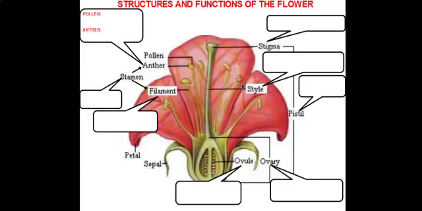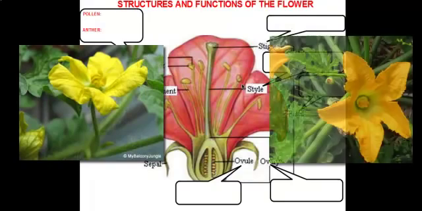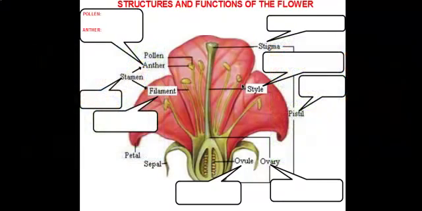Welcome to today's vodcast on the structures and functions of the flower. So first thing we have to know is that the flower is a reproductive structure of an angiosperm. And there's two main sections of a flower. And a flower could be one of three things. It could be a male flower, it could be a female flower, or it can be a flower that contains both male and female structures. So let's review what those male and female structures are.